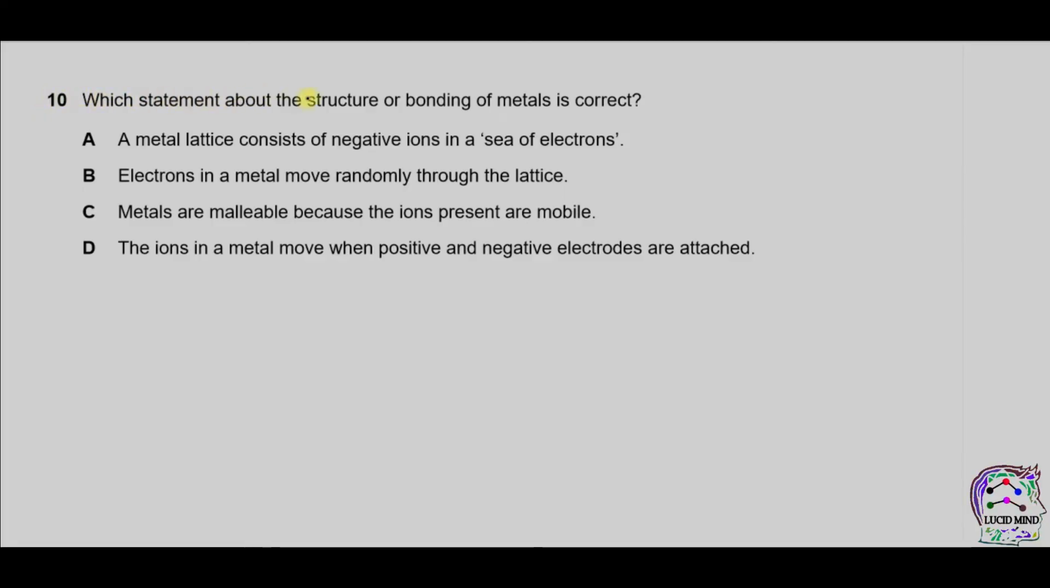Question 10. Which statement about the structure or bonding of metals is correct? Part A, a metal lattice consists of negative ions in a sea of electrons. This one is incorrect because metal consists of positive ions in a sea of electrons. Part B, electrons in a metal move randomly through the lattice. This is true because electrons are free to move, so they can move freely wherever they want.